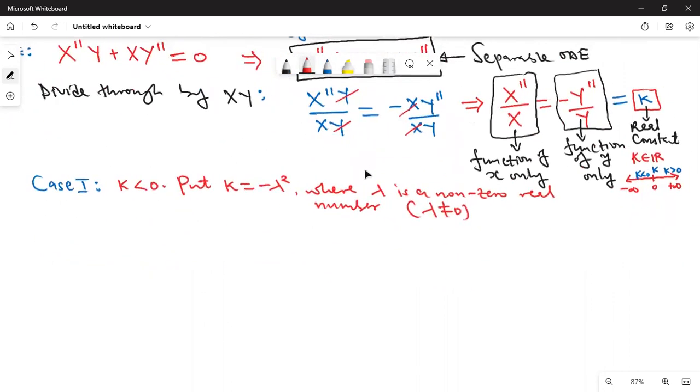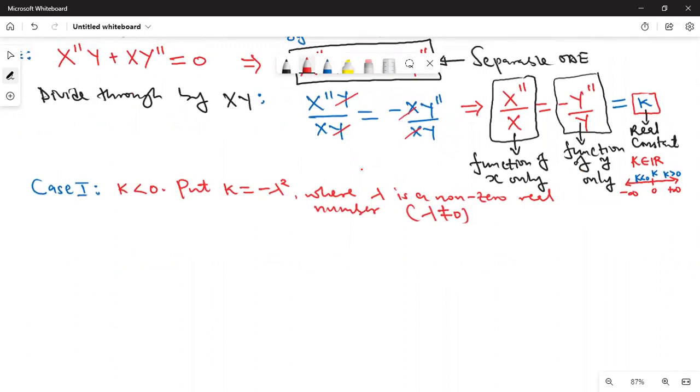How will that equation star look like? This one. Call it star. So therefore, equation star will look like this. Equation star is now x double prime over x is equal to negative y double prime over y, and that is equal to negative lambda squared.